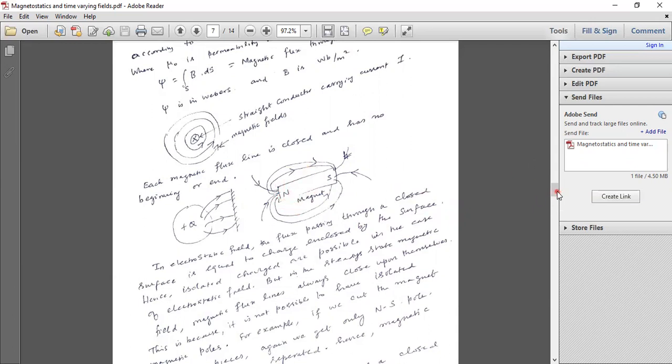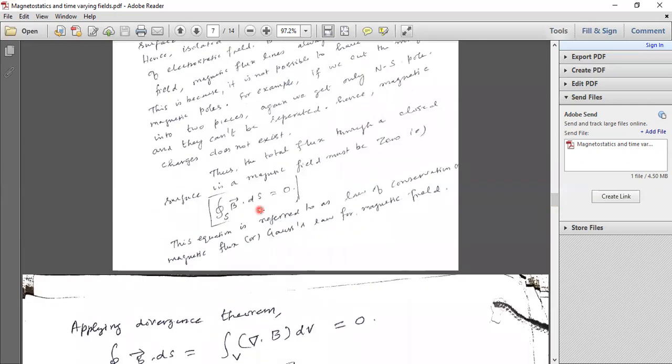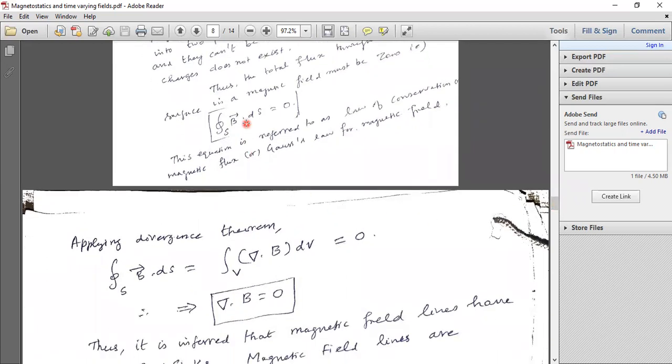That is why in the magnetic field, Gauss law for magnetic field becomes integral B dot ds equal to 0. If you apply the divergence theorem, then the integral of B dot ds can be written as the integral of del dot B dV. Comparing these two, del dot B equal to 0. This is another Maxwell equation for magnetostatics: the divergence of magnetic flux density is 0.